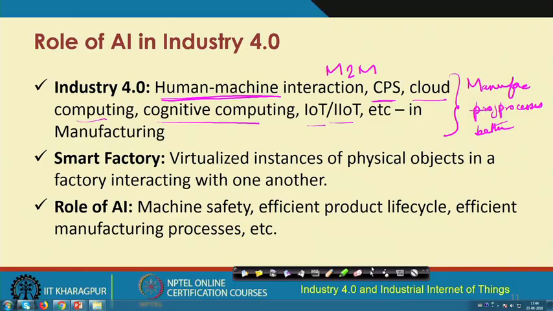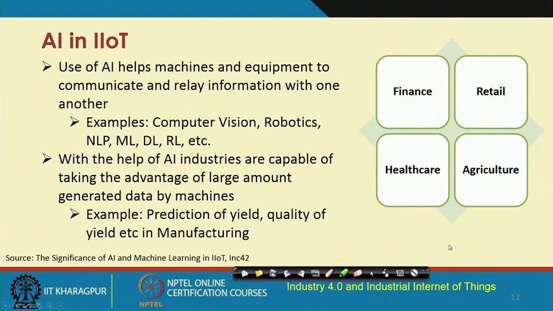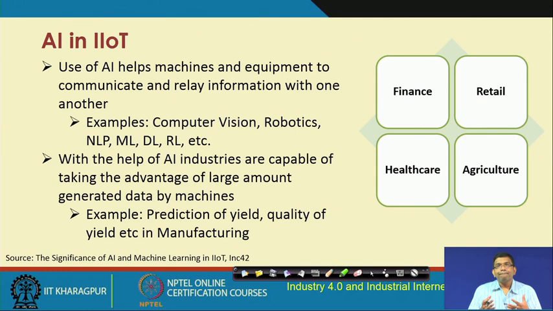So, obviously, things like machine safety, efficient product life cycle, efficient manufacturing processes, these could be achieved with the help of AI, and these are required for making smart factories, which in turn will help in building Industry 4.0 compliant industries. So, IIoT, IoT in general and industrial IoT, these are the ones which essentially will help achieve the objectives of Industry 4.0.